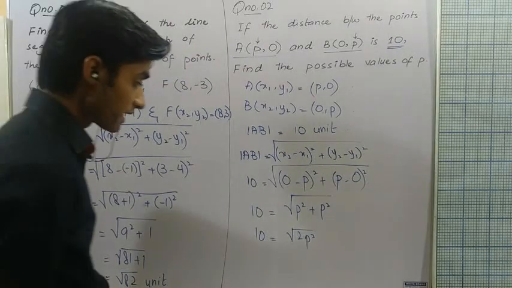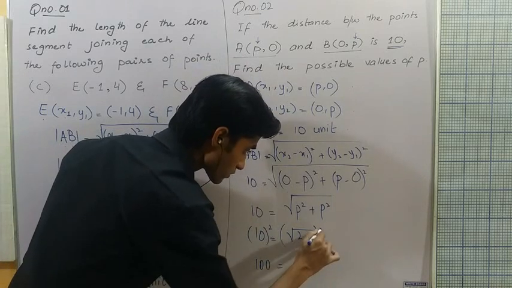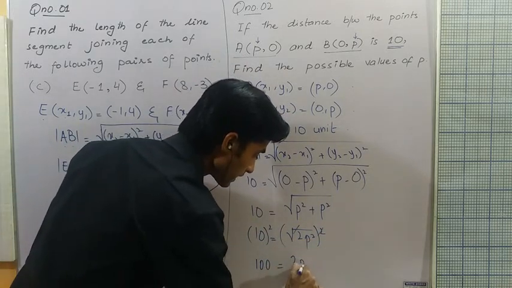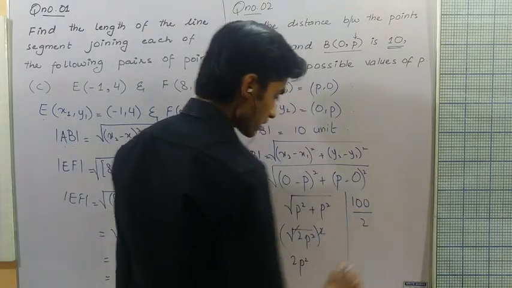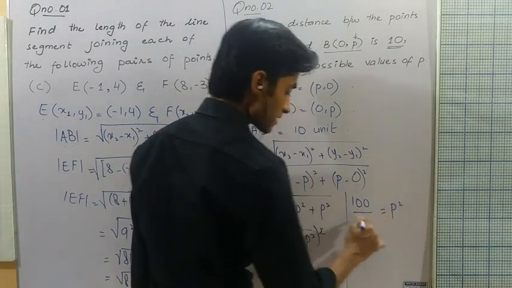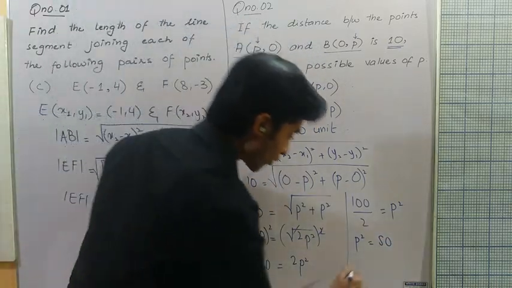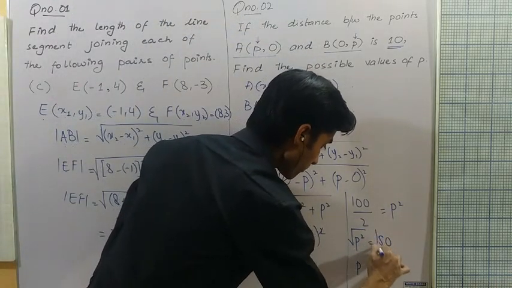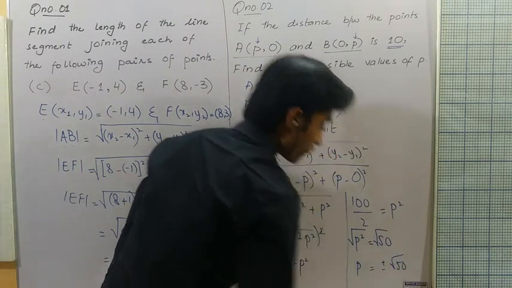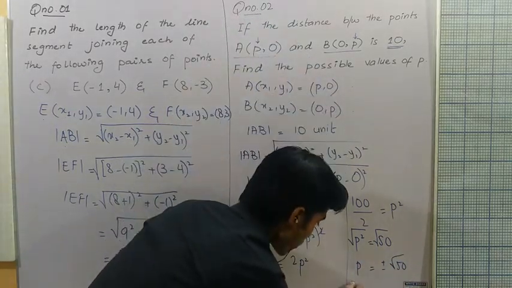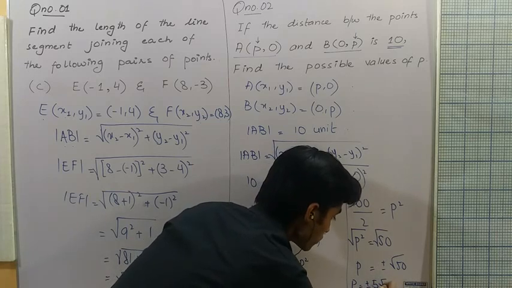In order to find out the value of P, I need to remove that square root. I will square both sides. This will be 100 is equal to, I can cancel this square with the square root, 2P squared. And in order to find out the value of P, I need to first remove that 2 from there. I'll have P squared equal to 100 divided by 2, which means P squared is equal to 50. And in order to find out the value of P, I'll take a square root on both sides. P is equal to plus or minus the square root of 50, and 50 in the simplest form can be written as plus or minus 5 square root 2.